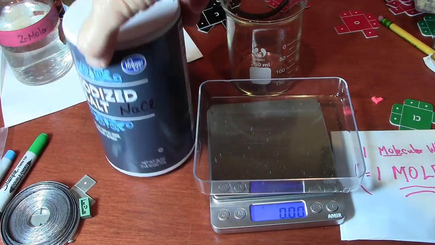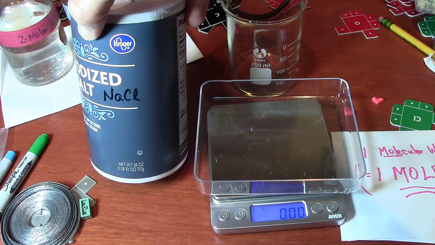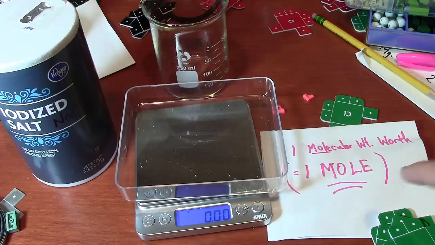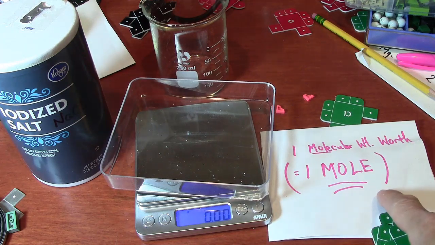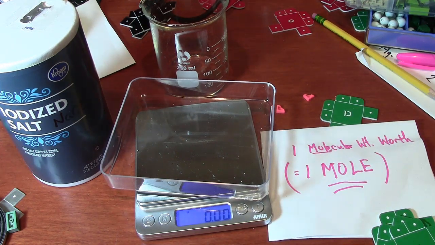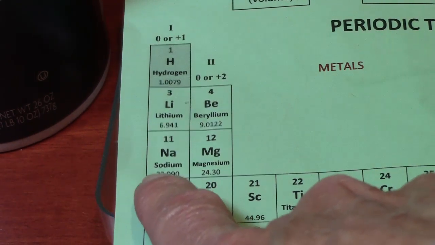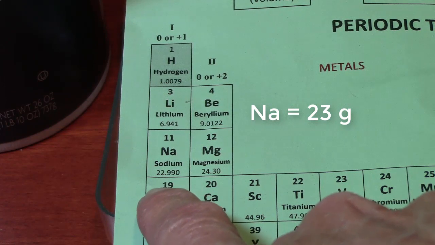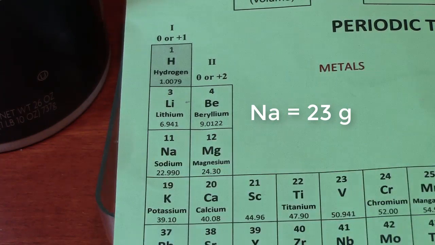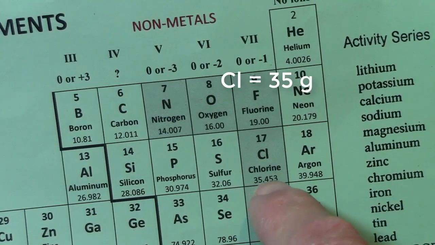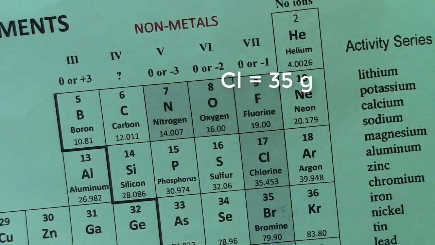So now I'm going to use some salt. Salt is NaCl, sodium chloride. And I'll try to get 1 mole of salt. That's 1 molecular weight worth. So here's sodium on the periodic table. It says 22.99. I'll say that's 23. Here's the chlorine on the periodic table. I'll say that's 35.